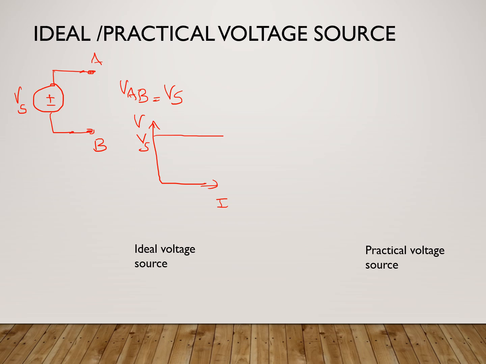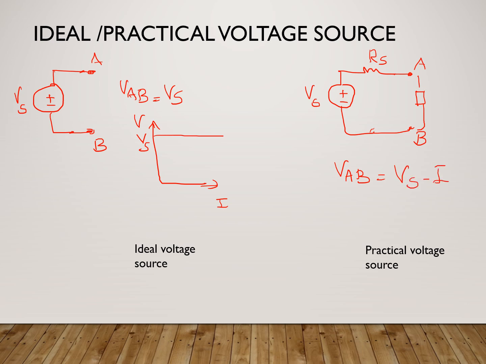Whereas in the case of a practical voltage source, it has an internal resistance. So this is your practical voltage source, and there is this internal resistance with it. Now what will happen when you connect a load? These are the load terminals. As soon as you connect a load over here, current is going to flow, and VAB, which is your load voltage, is going to be Vs minus I into Rs, which means that as Rs increases, your load voltage is going to decrease.